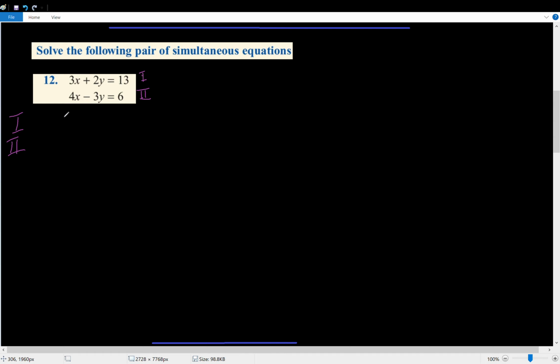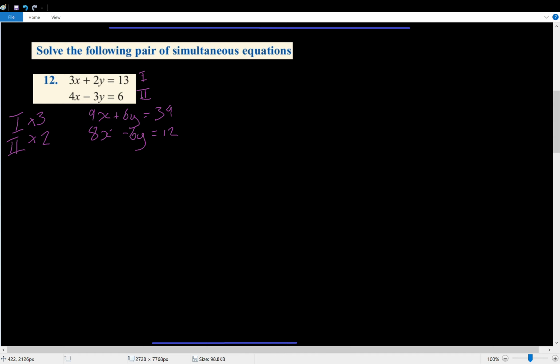So the y's in our equations already have opposite signs. So now we need to try and work to a point where we can get them to have the same number in front of them. If we multiply equation 1 by 3 and equation 2 by 2, then we're going to end up with a 6y in both cases, but one will be minus and one will be plus, which is exactly what we're hoping to get. So equation 1 times 3 will get 9x plus 6y, and that's going to be equal to 39. And then equation 2 times 2 gets us 8x minus 6y, and that's going to be equal to 12.